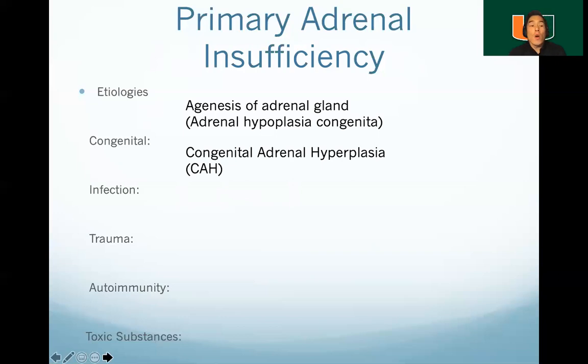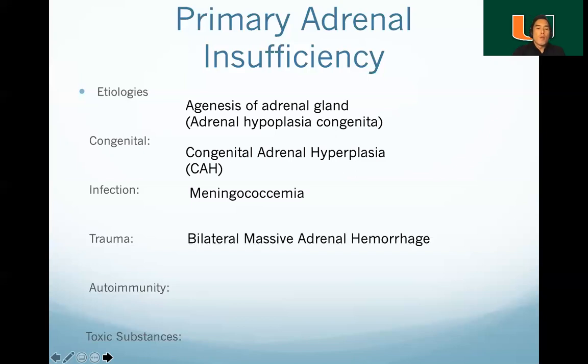Now, you can also have an infection. Do you remember which pathogen causes primary adrenal insufficiency? Meningococcemia, right? So it's a very classic presentation, right? After meningococcemia, they have massive adrenal hemorrhage, and they later develop primary adrenal insufficiency, right?